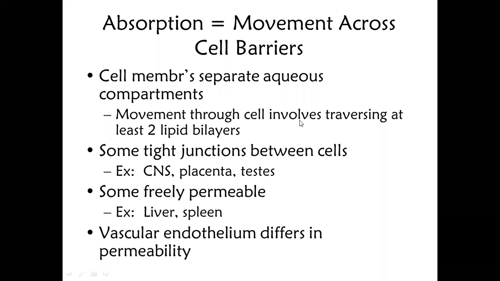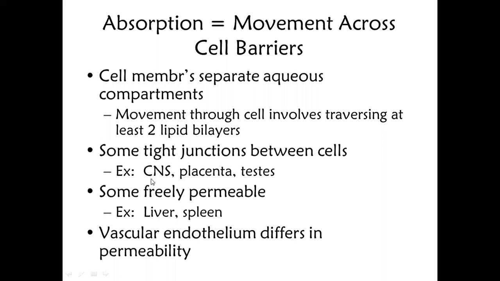Movement through a cell involves traveling across at least two lipid bilayers. Whenever the drug has to come inside the cell, it has to cross the lipid bilayer, which is the covering of the cell. We saw that the cell has a lipid bilayer through which the drug has to go inside. There are also some tight junctions between the cells.